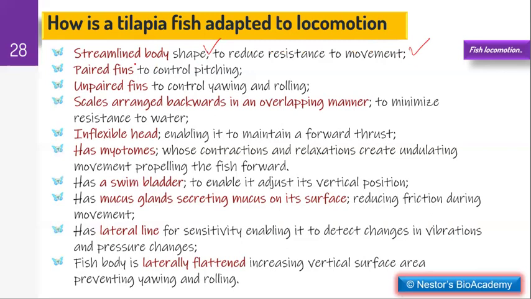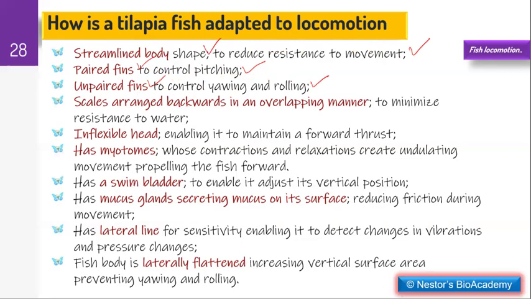The fishes usually have paired fins, critical in controlling pitching. They have unpaired fins, critical in controlling yawing and rolling. But of course, remember the paired fins can also be critical for braking, steering, and changing direction.